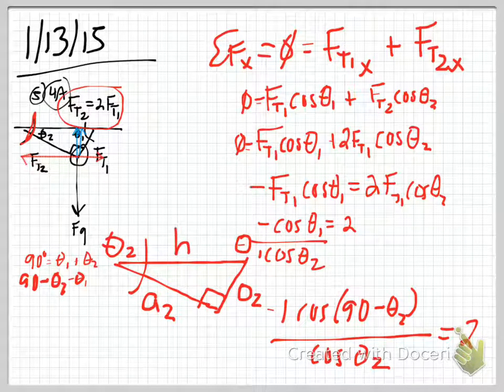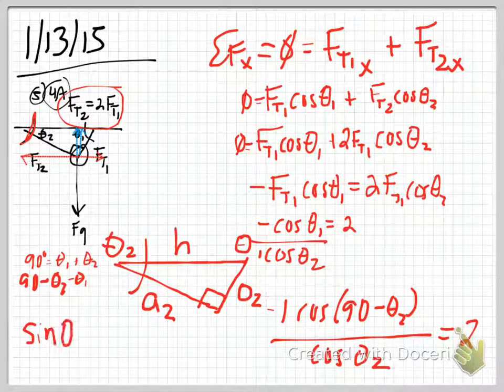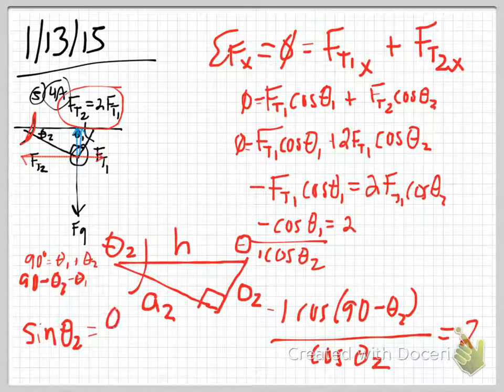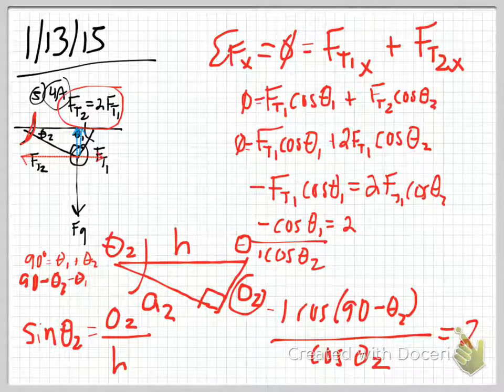So the sine of theta 2 is equal to the opposite of 2 divided by the hypotenuse, right? So this side divided by hypotenuse. You all agree with this? Good.